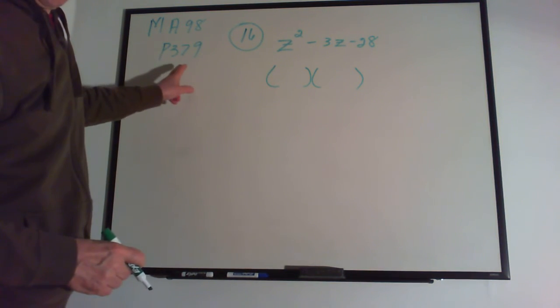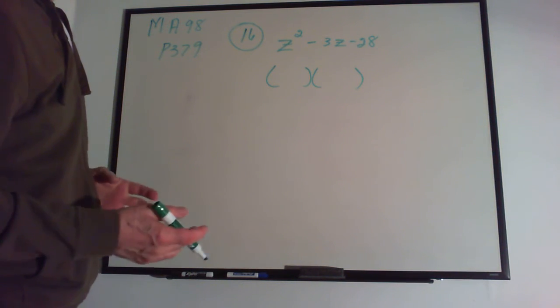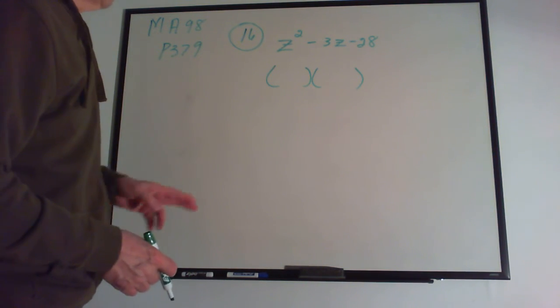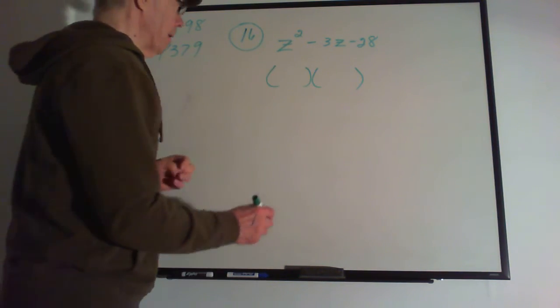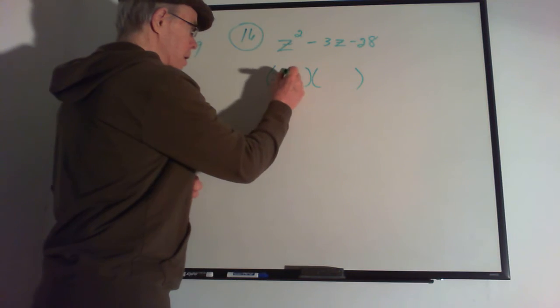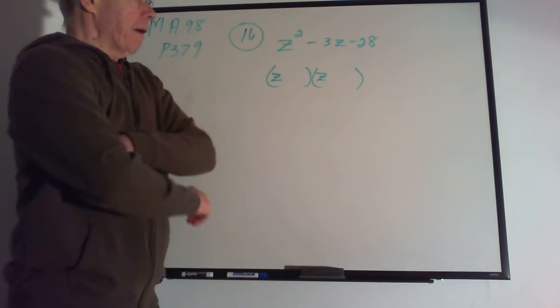All right, turn to page 379, number 16. Now I want to factor this. Whatever I put here, multiplied by whatever term goes here, must give me z squared. So z times z gives me z squared. Now I have a 28.